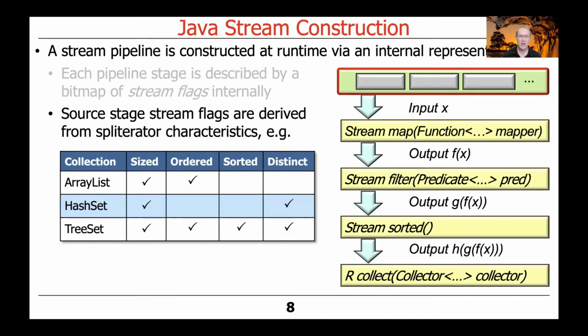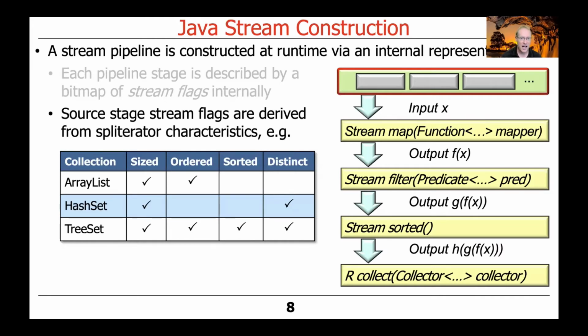So, for example, the ArrayList collection is sized, because we know how many elements it has, and it's ordered because it has a relevant encounter order from beginning to end. But we don't know necessarily if the elements in an ArrayList are sorted, nor need they be distinct. They might be in some given circumstance, but just knowing that something's an ArrayList doesn't tell us if it's sorted or distinct. There's also other types of collections like hash sets and tree sets.